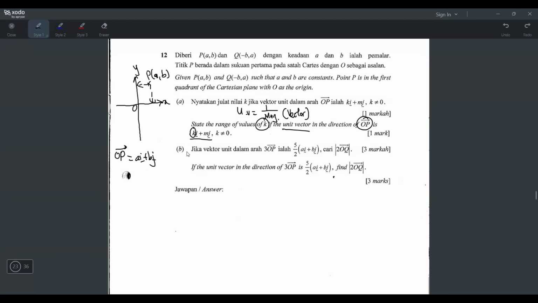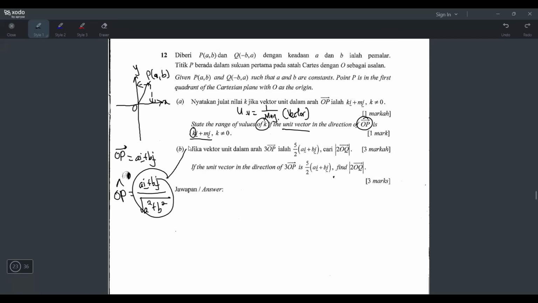I have to find the unit vector. So the unit vector, the symbol for the unit vector is like this, it has a hat like this. Okay, and the formula is to take the vector divided by the magnitude, right? And the magnitude will be the square root, like Pythagoras theorem, square root of A square plus B square, right? So this is the unit vector.